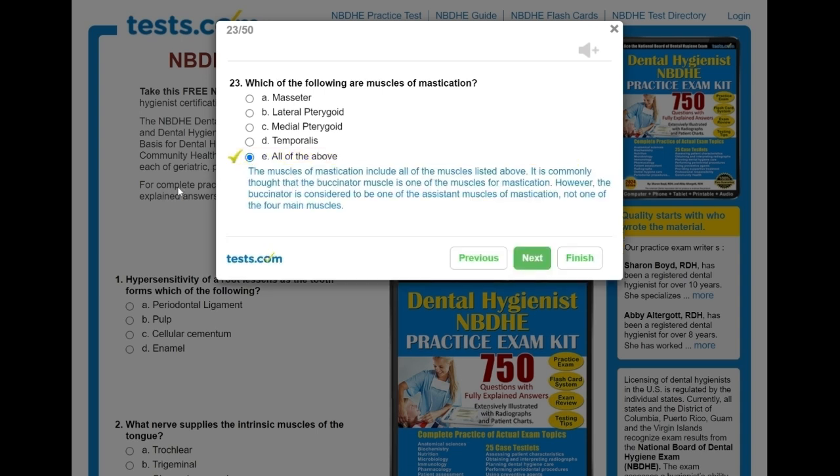All of the above. The muscles of mastication include all of the muscles listed above. It is commonly thought that the buccinator muscle is one of the muscles for mastication. However, the buccinator is considered to be one of the assistant muscles of mastication, not one of the 4 main muscles.